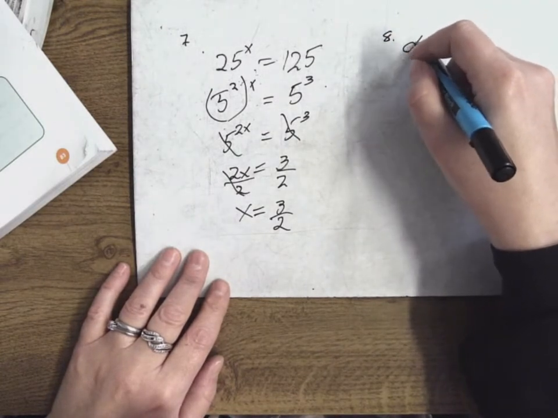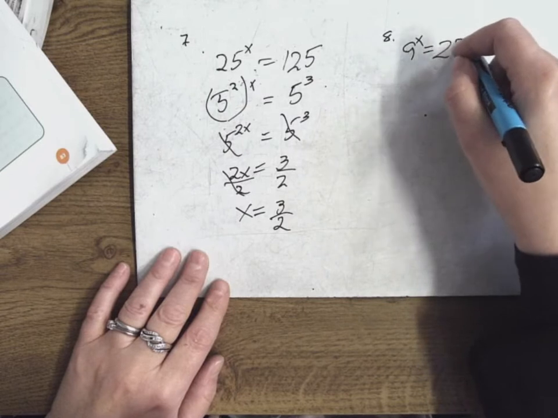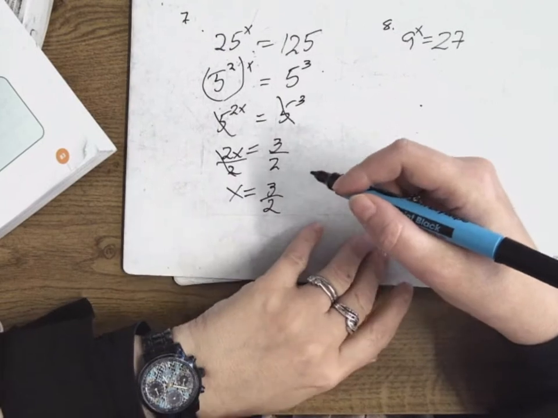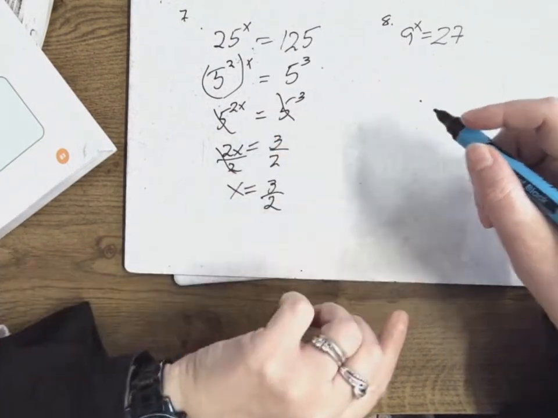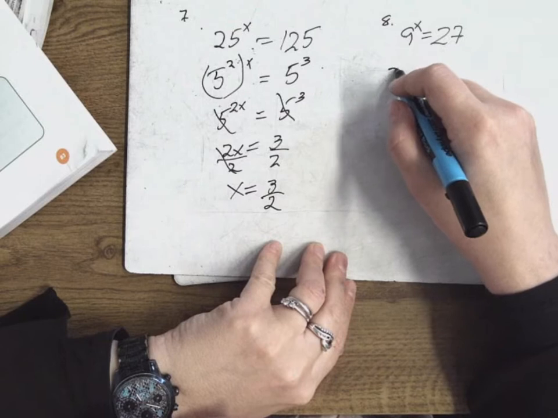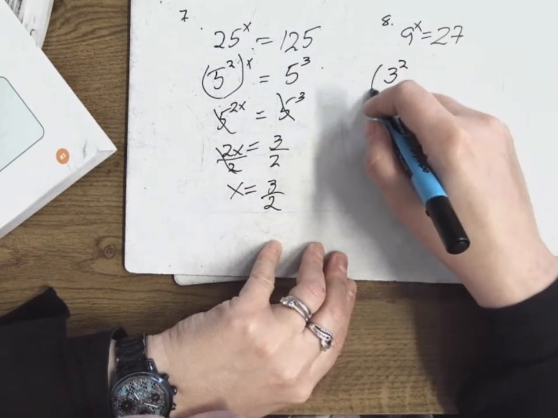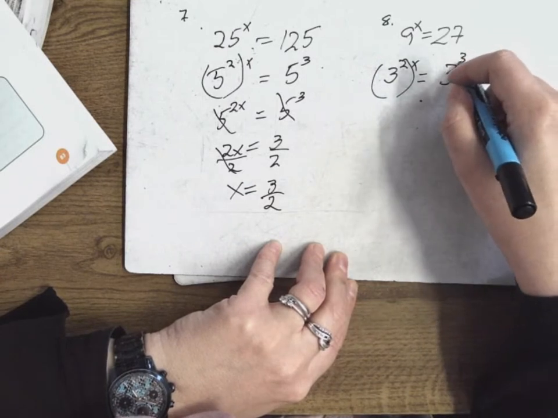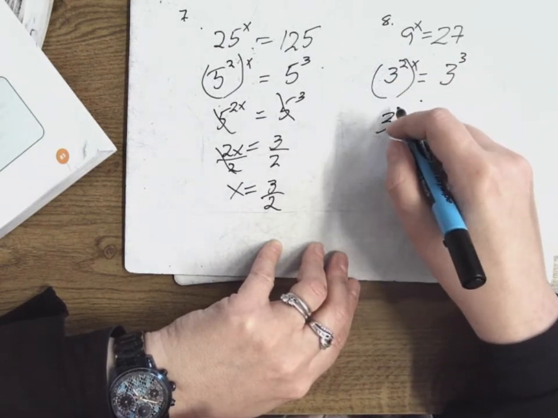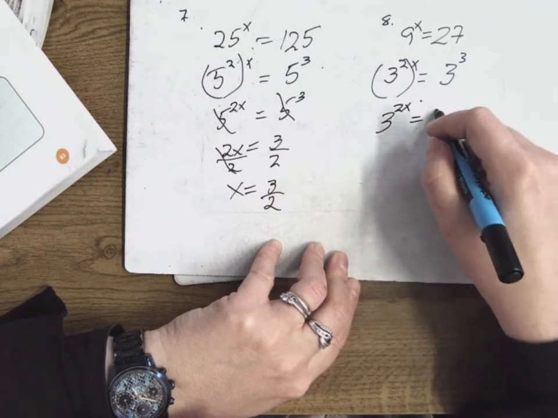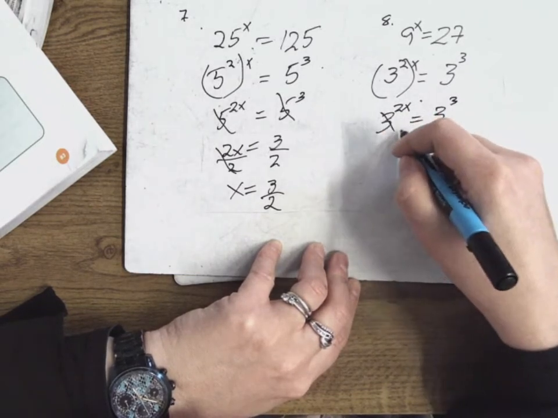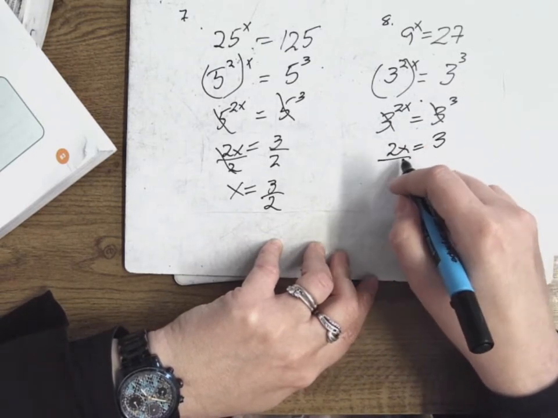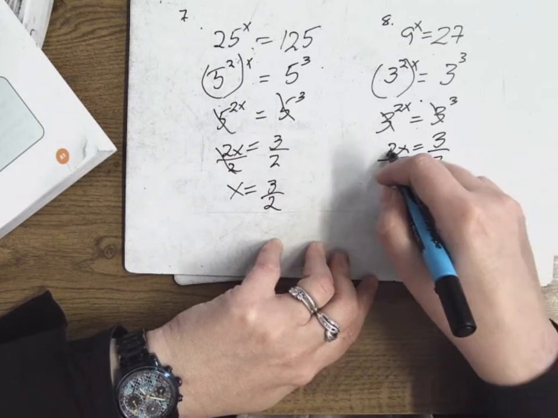9 to the power of x equals 27. Now, I could write 27 as a power of 9, but it's not possible. So what do I write everything as a power of? 3. So what's 9 as a power of 3? 3 to the power of 2, all to the power of x. What's 27 as a power of 3? 3 to the power of 3. So raising a power to a power, you multiply. So that's 3 to the power of 2x equals 3 to the power of 3. They cancel, you get 2x equals 3, divide each side by 2, and you get x is equal to 3 over 2.